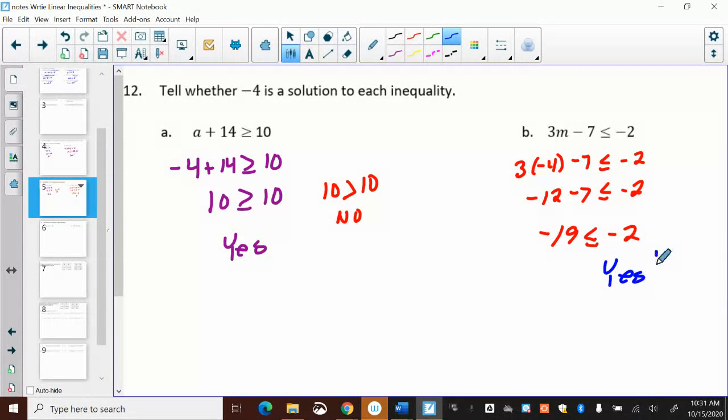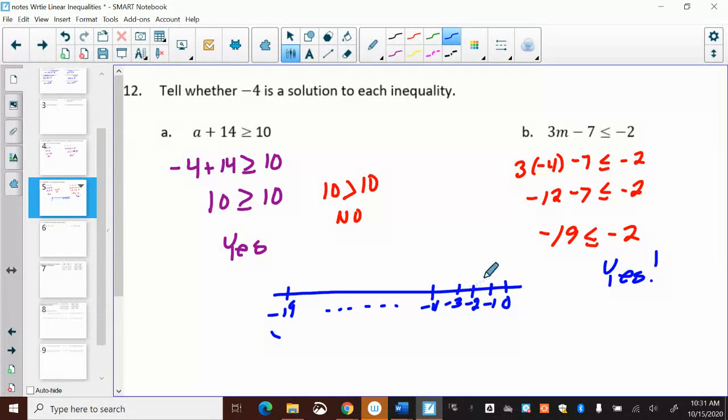I know some people get a little confused on the negative side of the number line, but if there's 0, you have -1, then -2, so there's a -2, and then -3, -4, and it would continue down till you get to -19. Because -19 is to the left of -2, it is indicating that it's less than, and that's why that answer is yes.